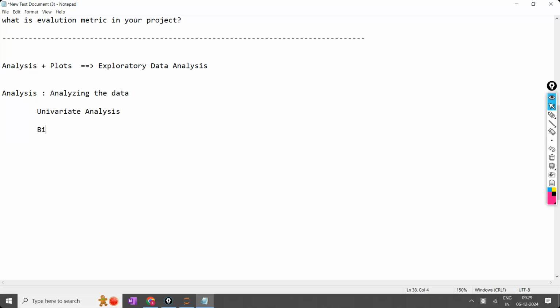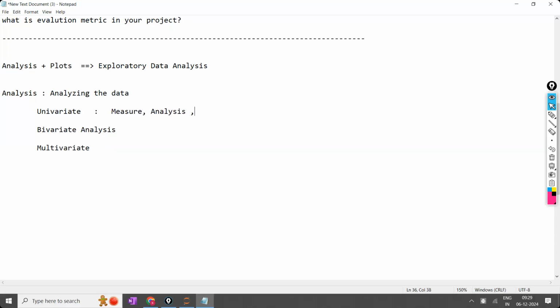Bivariate analysis and multivariate analysis. So for univariate, there are different types of measures and analyses available.